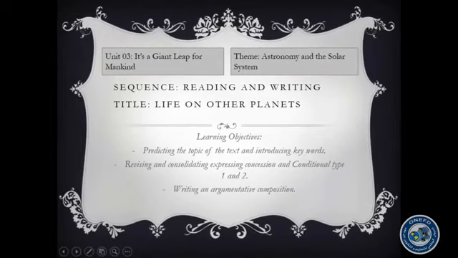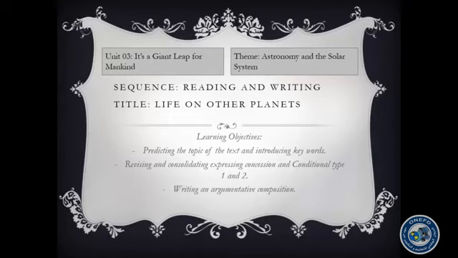Welcome dear third year learners into another lesson in the subject of English. Unit 3, It's a Giant Leap for Mankind, theme Astronomy and the Solar System. The lesson is Reading and Writing. Title, Life on Other Planets.